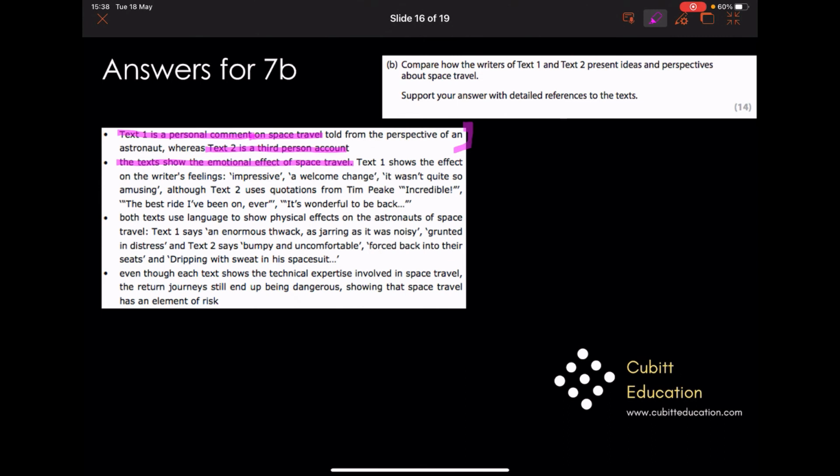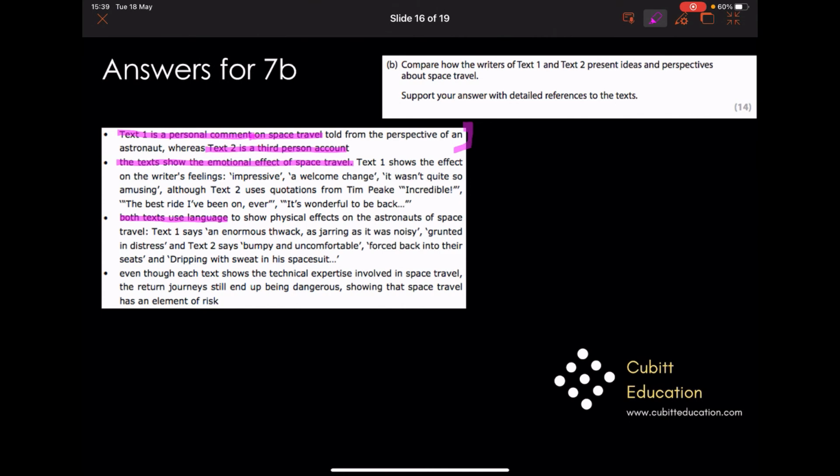The next example says that both texts use language. Now this was a good one. Both texts use language to show physical effects on the astronauts of space travel. Okay, so text 1 says "an enormous thwack, as jarring as it was noisy, grunted in distress." And text 2 says "bumpy and uncomfortable, forced back into their seats and dripping with sweat in his spacesuit." So you can take language from the text and say how those texts use it and compare that.